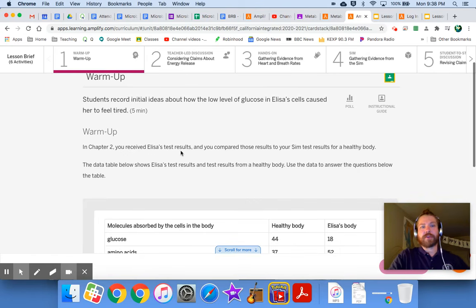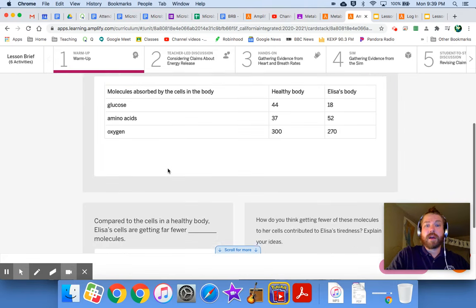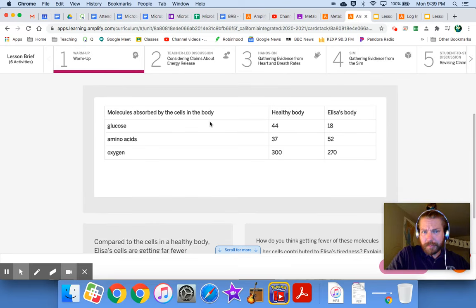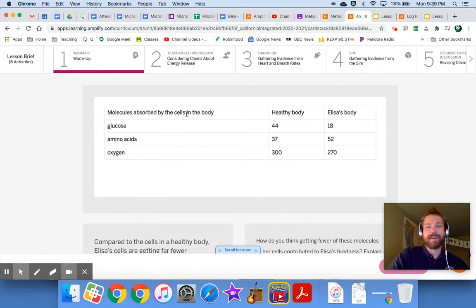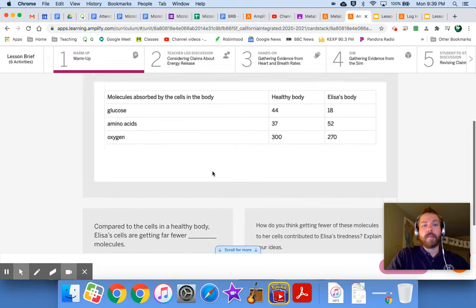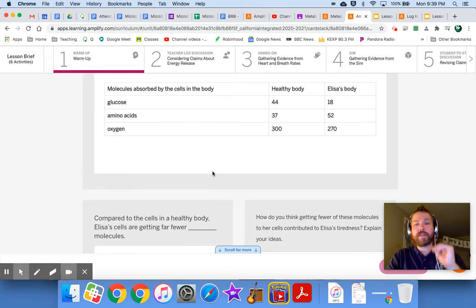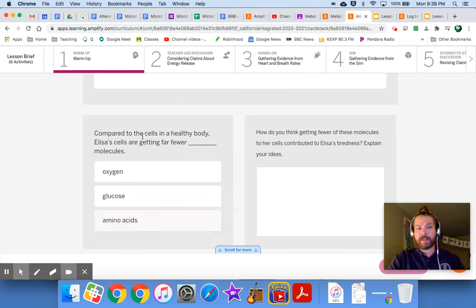In chapter 2, you received Elise's test results, and you compared those results to your sim test results for a healthy body. The data table shows Elise's test results and test results from a healthy body. Use the data to answer the questions below. So I told you there was going to be a spoiler alert. I guess it's coming. Sorry, I jumped the gun a little bit there. We have our test results from the healthy body and then from Elise's body. So answer these questions right here.